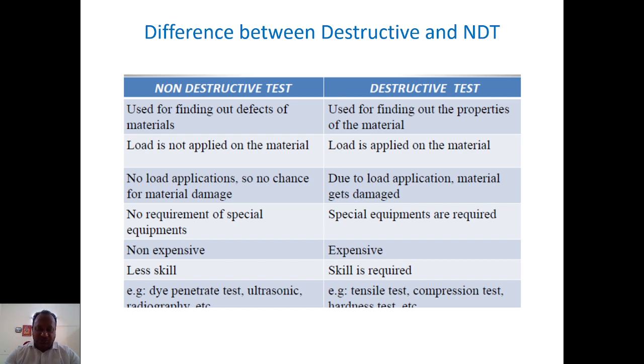Whereas in destructive testing, due to load application, the material gets damaged. Here, there is no requirement of special equipment, whereas in destructive testing we need special requirements. Suppose you are conducting a tensile test on a universal testing machine; we require a setup. A separate setup is required for measuring elongation and the breaking point. All this we need to calculate, so we need separate setups to give the details.